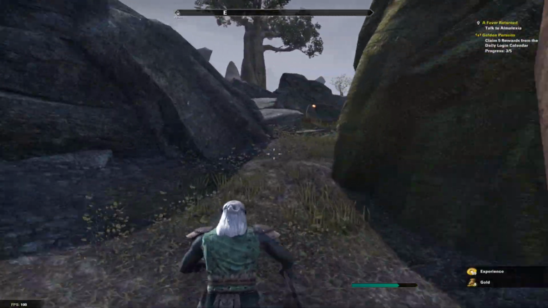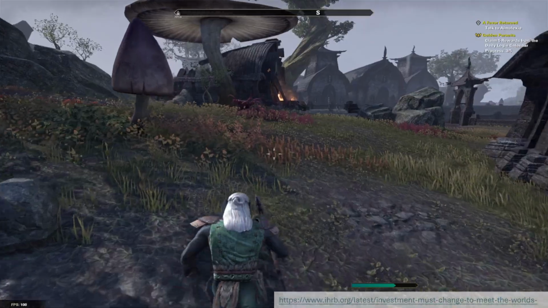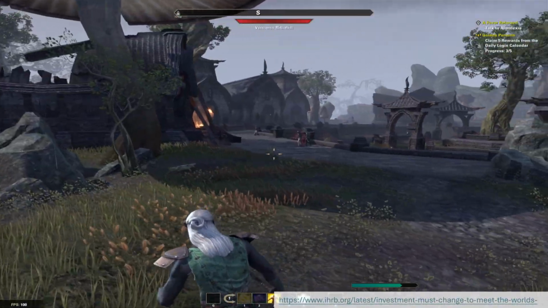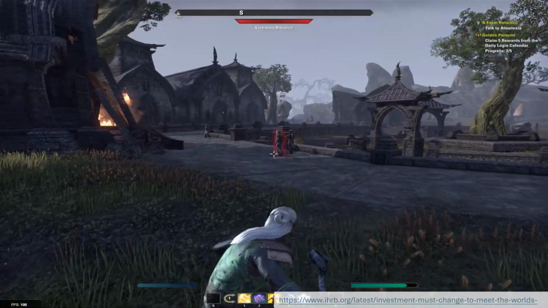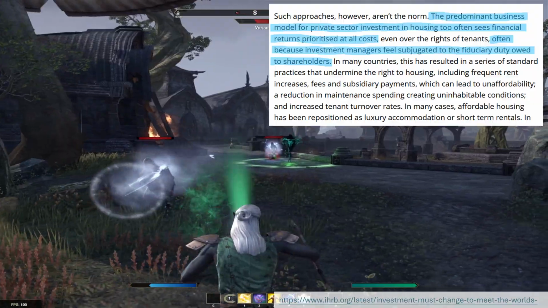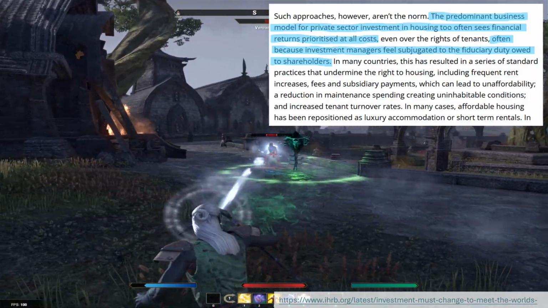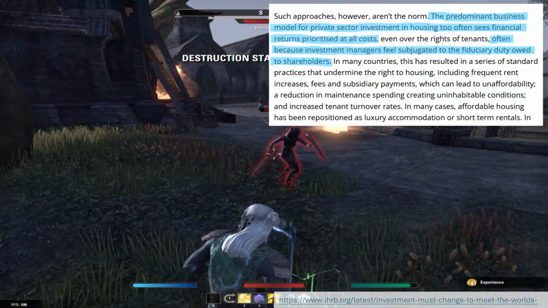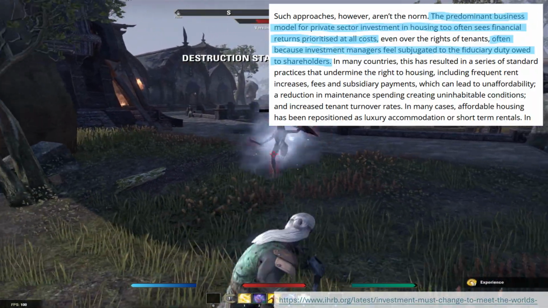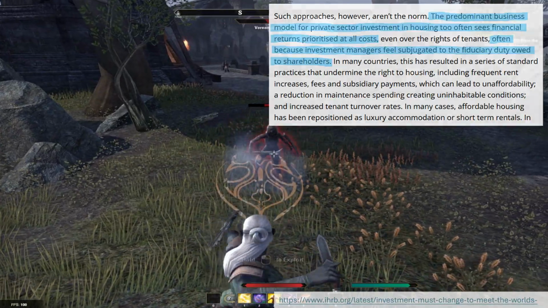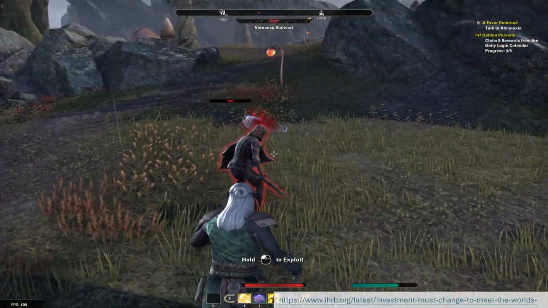The IHRB think tank affirms that this strategy is the case in much of the housing development world. It states, "The predominant business model for private sector investment in housing too often sees financial returns prioritized at all costs," often because investment managers feel subjugated to the fiduciary duty owed to shareholders, which they say leads to higher prices.